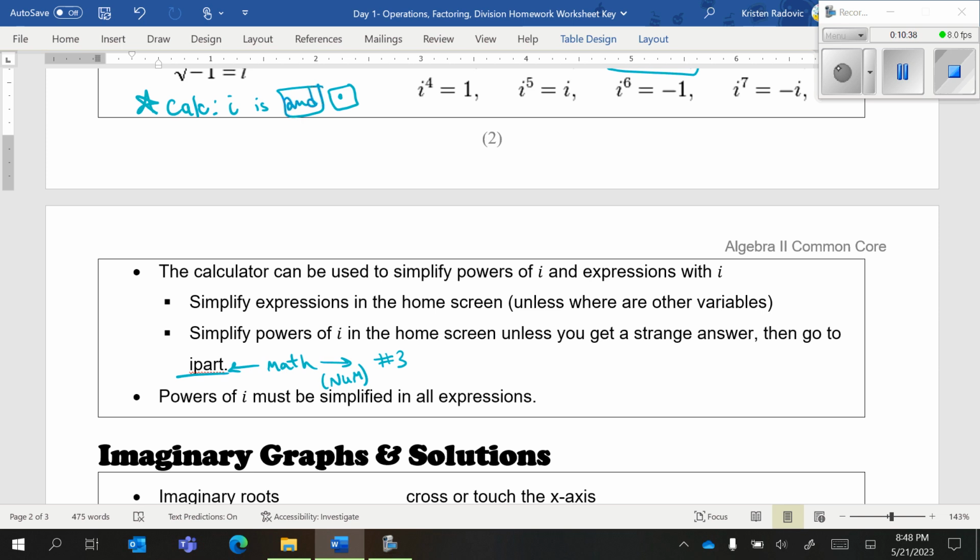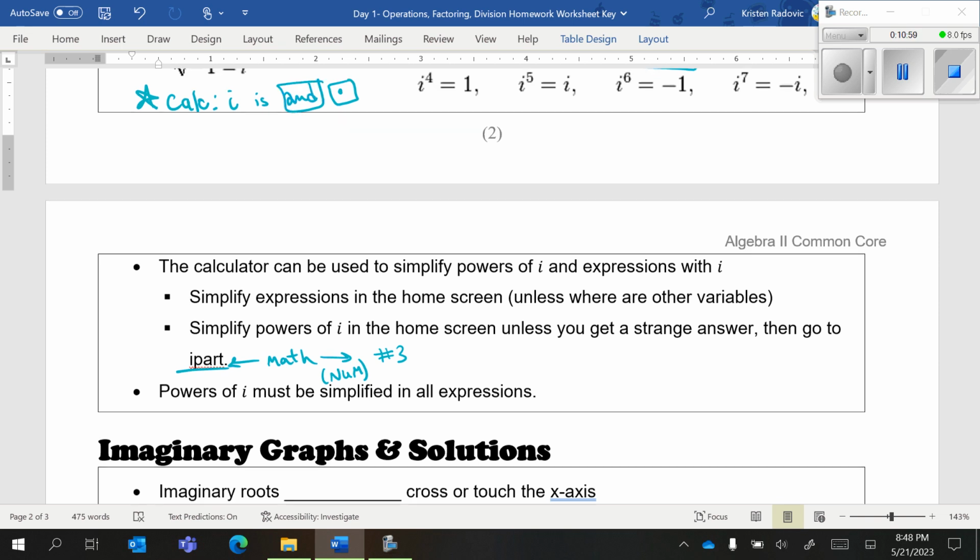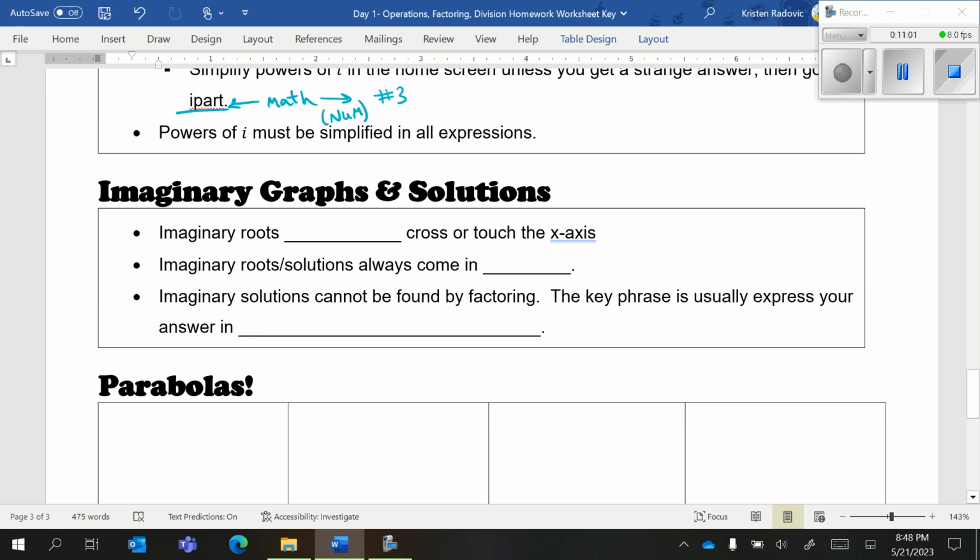Now, you can actually simplify expressions in your calculator. So if you have 2 plus 4i squared, you could put that in the calculator and it will simplify it for you. What you can't do is put variables with it. And we're going to go over in class how to get around that tomorrow.